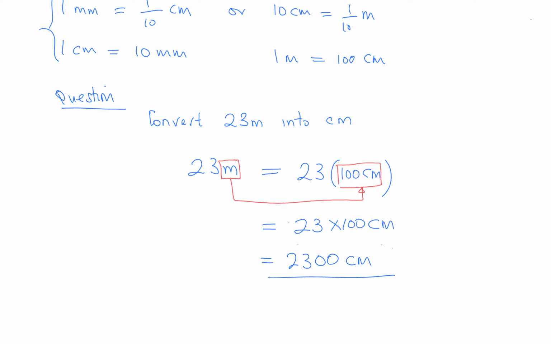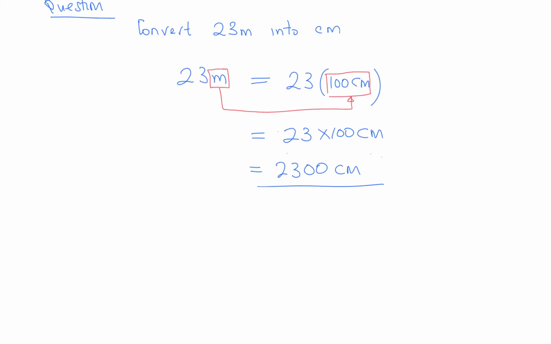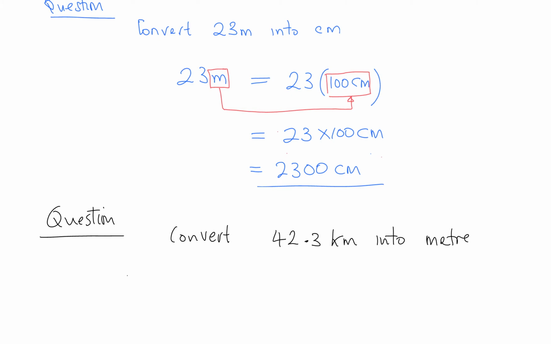So, another question. Convert 42.3 kilometres into metres. Okay, so here we go. 42.3 kilometres. Let's first of all start off with our kilometre and think, how many metres is that? Well, a kilometre is 1,000 metres.